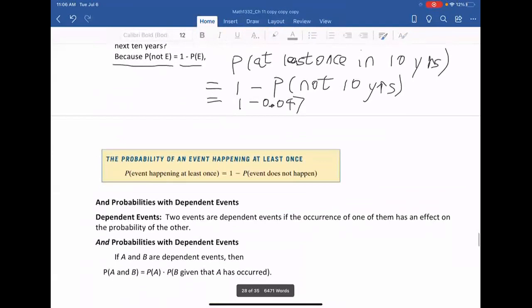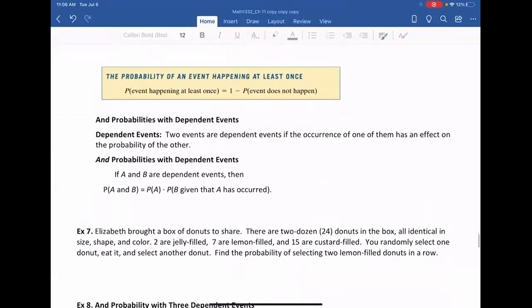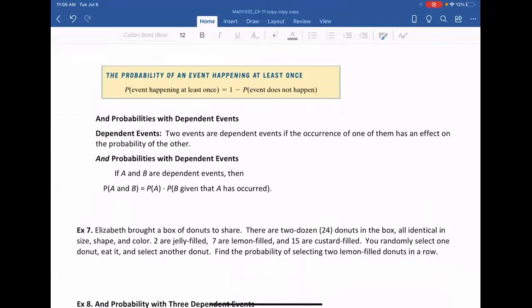Okay, so here they give you a formula, the probability of an event happening at least once. The P of event happening at least once equals 1 minus P of event does not happen. Okay, let's see the next part.